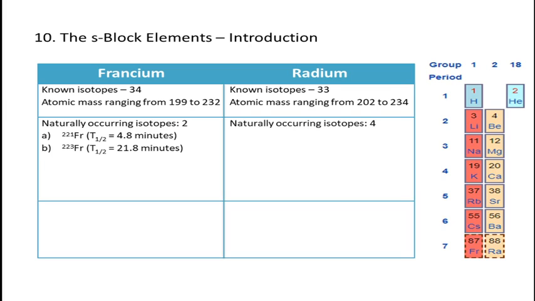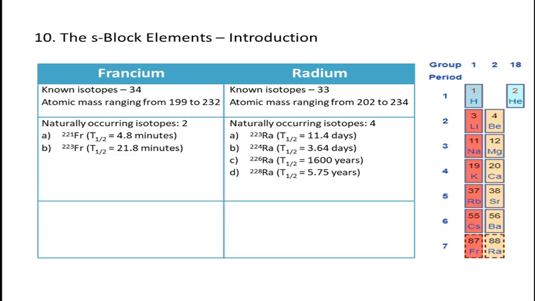In case of radium, only 4 isotopes are naturally occurring. They are radium-223 with a half-life of 11.4 days, radium-224 with a half-life of 3.64 days, radium-226 with a half-life of 1600 years, and radium-228 with a half-life of 5.75 years. Among all these, radium-226 is the most stable isotope of radium as it has the longest half-life.